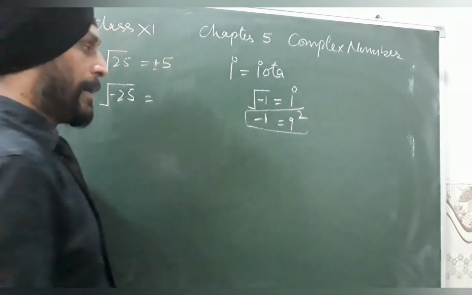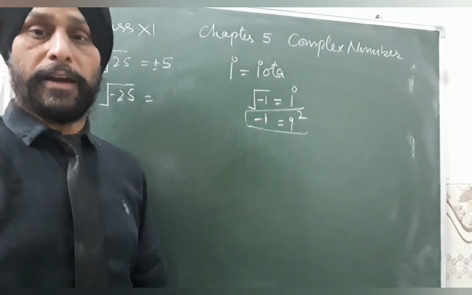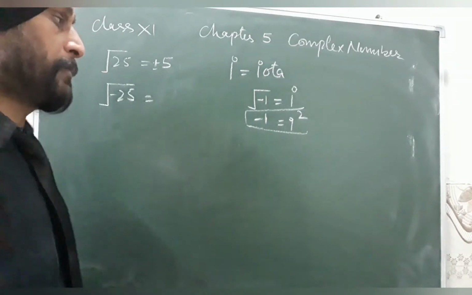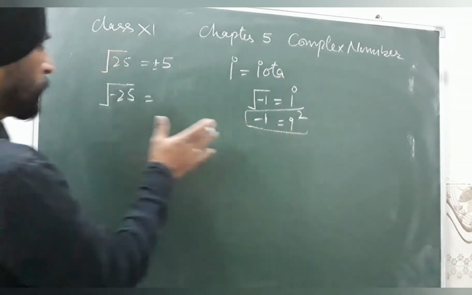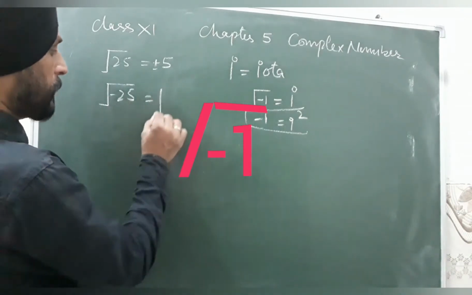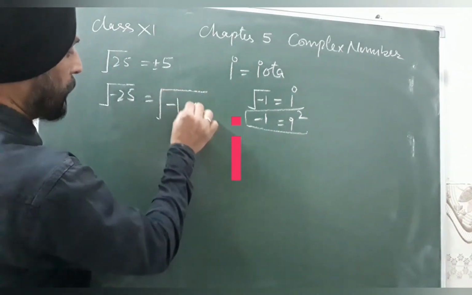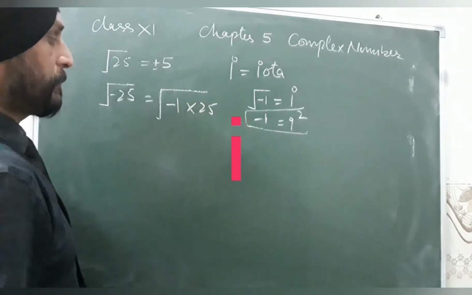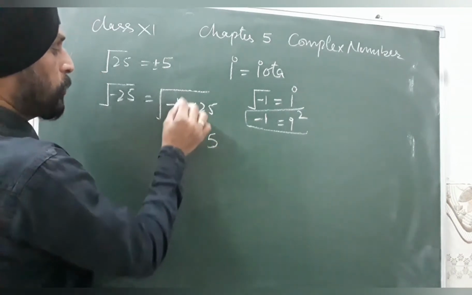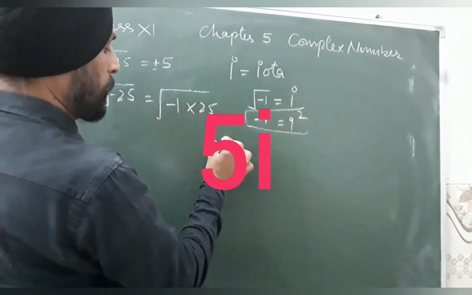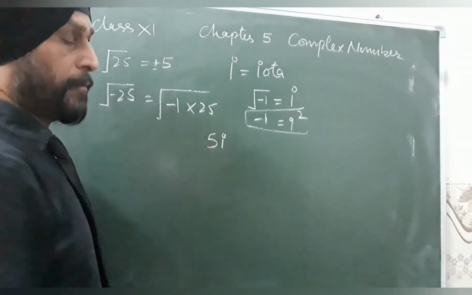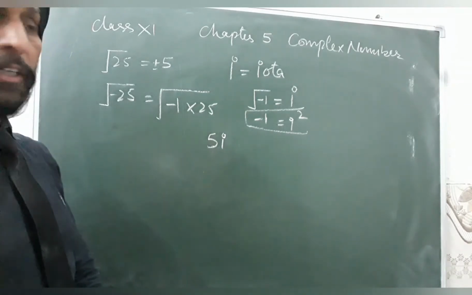Now student, wherever you have i square, you will take the value of minus 1 according to the chapter Complex Numbers, chapter 5, class 11. So let's once again find the square root of minus 25. You will take minus 1 into 25. You can find the square root of 25, so this is 5. But square root of minus 1 is known as i. So the square root of minus 25 is 5i, which is the imaginary number.